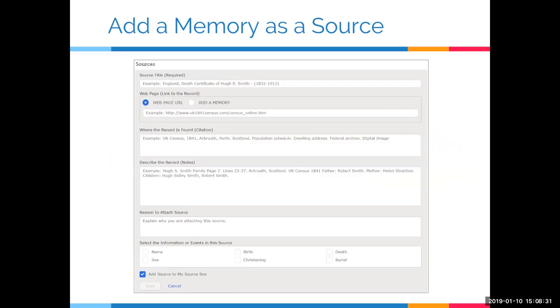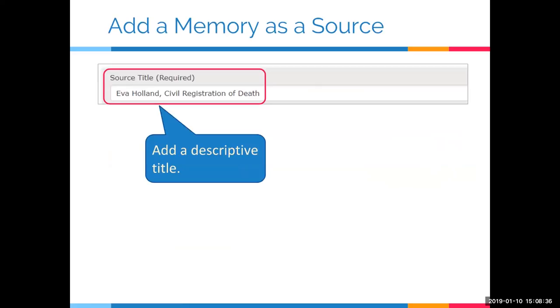So the first thing we do is give our source a title. And sometimes people feel a little intimidated by this. I would just say, let common sense be your guide and just add something that describes the record. It doesn't have to be lengthy, but it should be something that any user could look at and say, oh, okay, I get that.